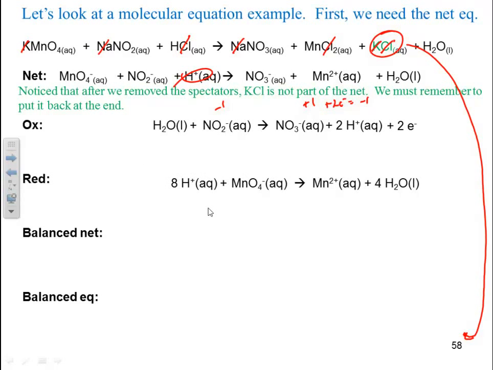Over here I have a total of +7. Over here I have a 2+. So to balance this out, I'm going to need 5 electrons on my reactant side. If I add 5 electrons plus my 7, that gives me a 2 plus and a 2 plus.